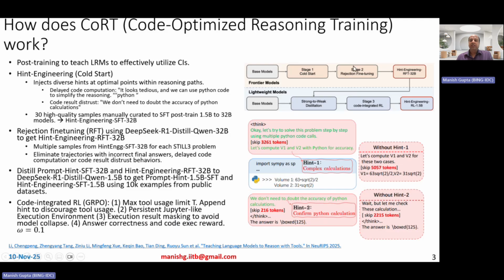To improve it further, they do rejection fine tuning. So what is rejection fine tuning? They use the same still3 dataset, and for each of those problems they obtain multiple samples using their hint engineered SFT 32 billion parameter model. These samples are trajectories of those triplets. They try to figure out the trajectories which lead to incorrect final answers or have delayed code computation or code result distrust behaviors, and they use them as rejected samples. That is how rejection sampling is performed. But the rejection sampling is not performed on the hint engineered SFT model itself, which is just used to generate multiple samples.